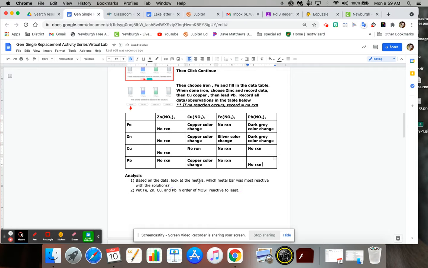Based on the data, look at the metals. These are our metals. Which metal bar was most reactive? Well, this had 2 reactions. This one had 3 reactions. No reactions, 1 reaction. So the most reactive was zinc.